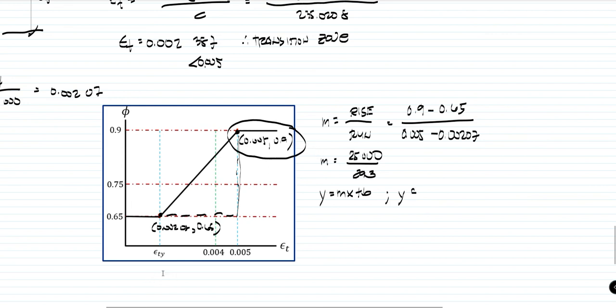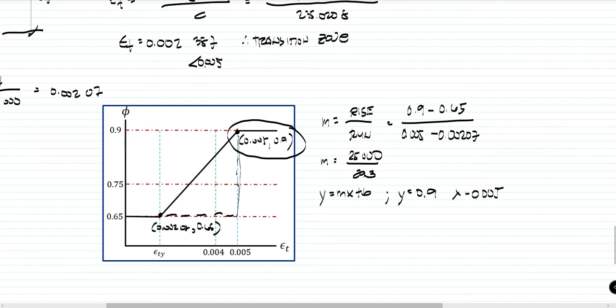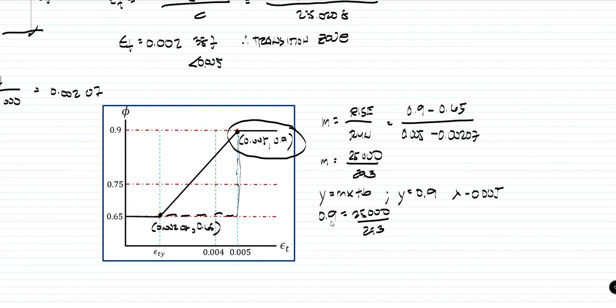So, that is equal to 0.005 or 0.9 rather. So, y is equal to 0.9 and x is equal to 0.005. So, substituting these values and the value ng slope, we have 0.9 is equal to 25,000 over 293 times 0.005 plus b. So, arranging the term, we have b is equal to 0.9.